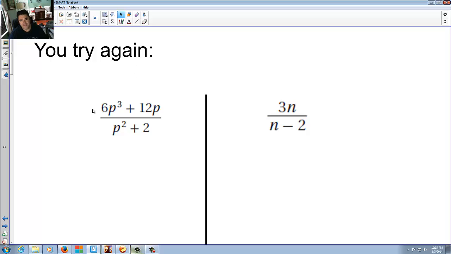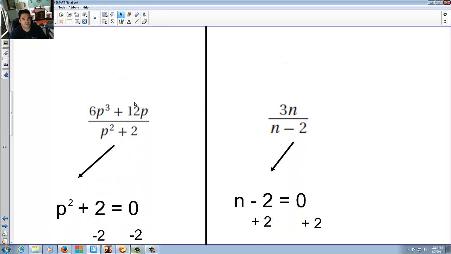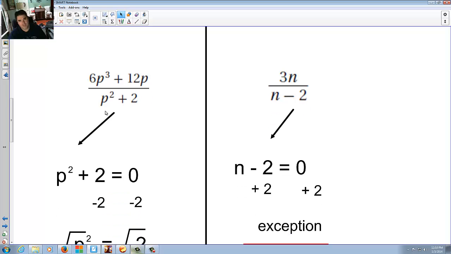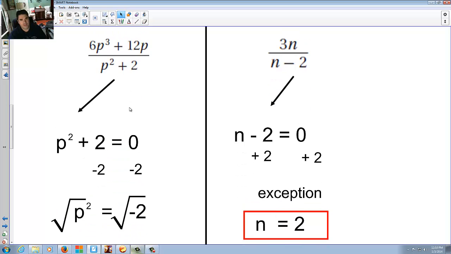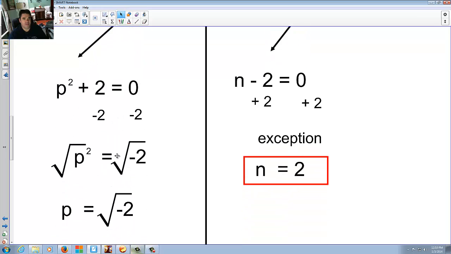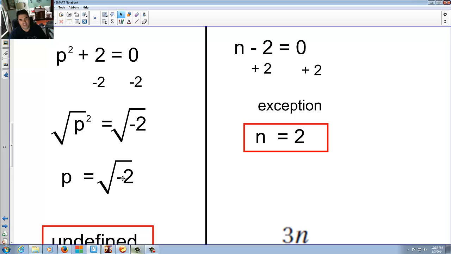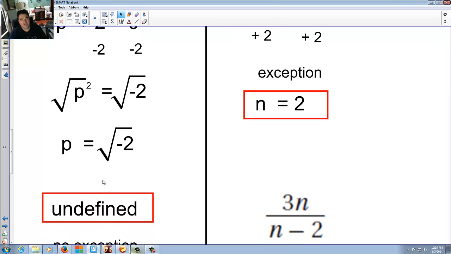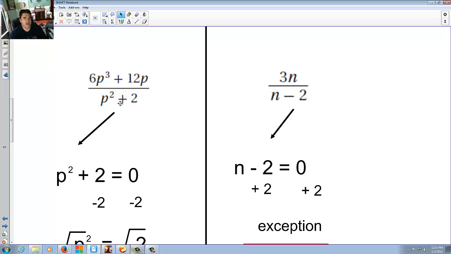You try again. 6p cubed plus 12p over p squared plus 2, and 3n over n minus 2. Go ahead and find them this time. See how you did. First I can pull out a 6p on top, and p squared plus 2 on the bottom. So basically the excluded value is going to be a negative number, therefore it's undefined. In other words, there is no number possible to make it excluded.